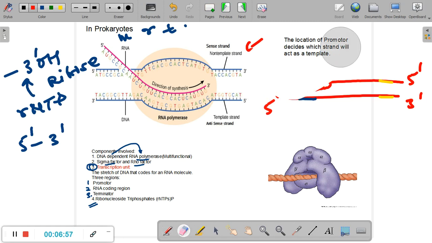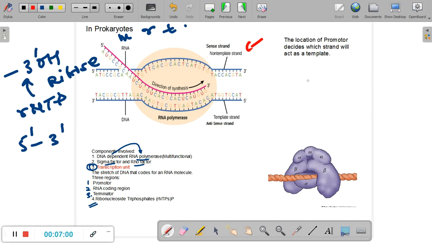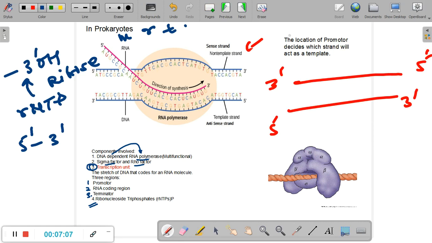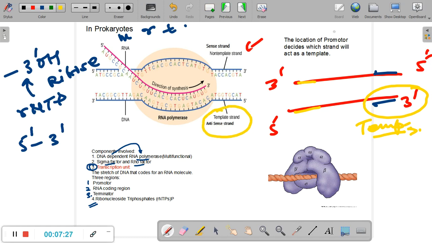However, if the promoter is present on the other side, let us draw the same kind of strands again. Again, we have the 3', 5' strand, and the 3', 5' here. But now, if we have the promoter here, and the terminator region here, then in that particular case, the lower strand will act as the template. So this is something for you to remember, that only one of the two strands will act as a template, and which strand will act as a template completely depends on the location of the promoter. Where is the promoter present? That is all you need to remember for the moment.